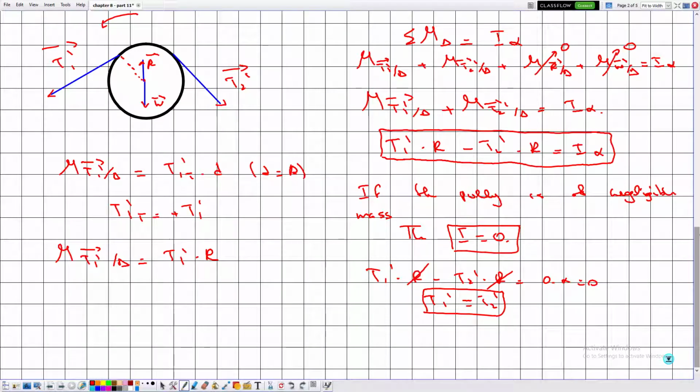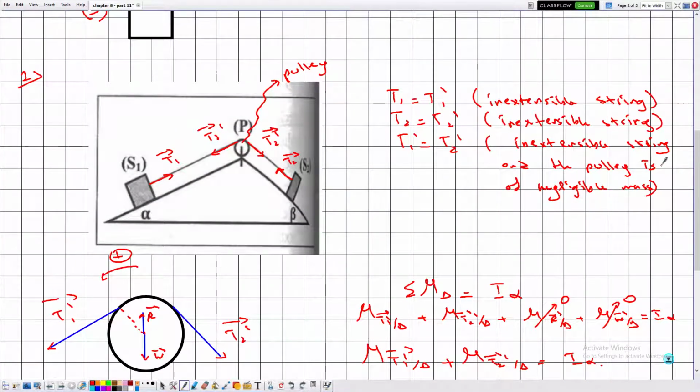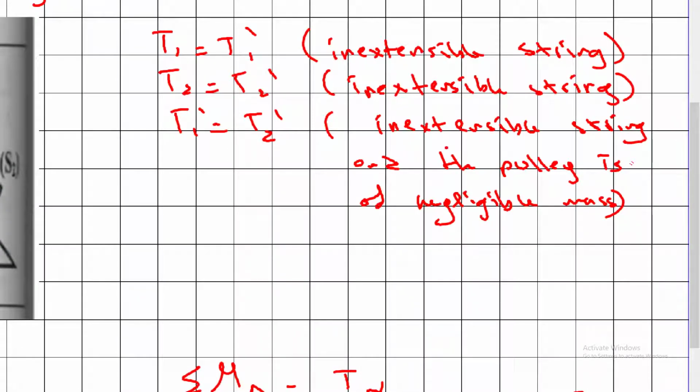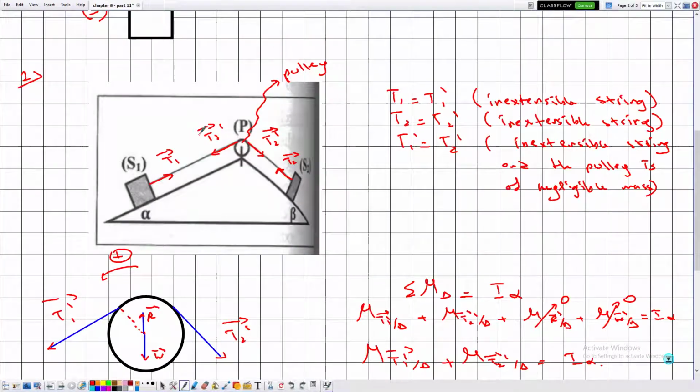We'll consider the general case in which, whenever the pulley is of negligible mass, then I is equal to 0, which means that T1 prime is equal to T2 prime, and this can always be stated like this. We just add the following statement: the pulley is of negligible mass. Usually we give this statement half a mark whenever we are asked to equate this tension to this tension. So this is the second note that I wanted to discuss.